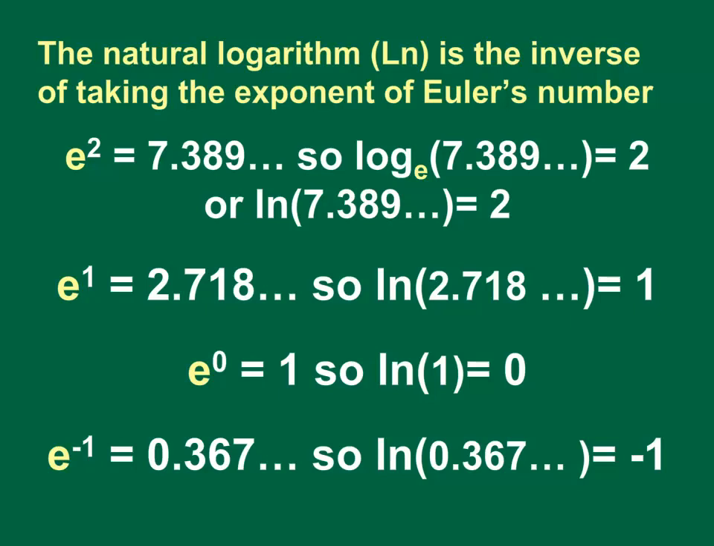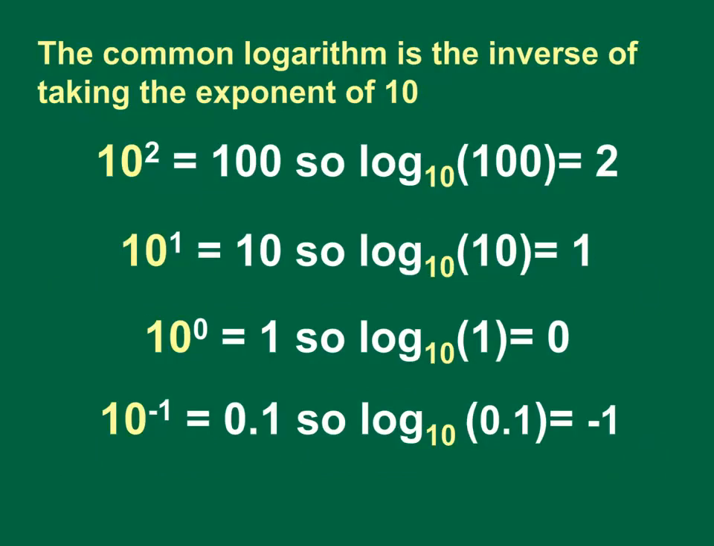e is greater than 1, so e to the negative power is a fraction. Therefore, the natural logarithm of a fraction will yield a negative number. These examples show how the common or base 10 logarithms work. Hydrologists and engineers tend to use common logarithms because they are based on our decimal system of numbers.